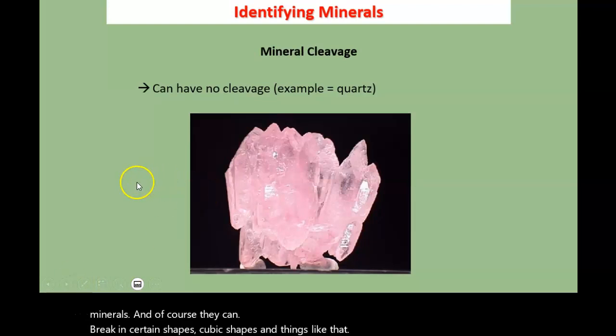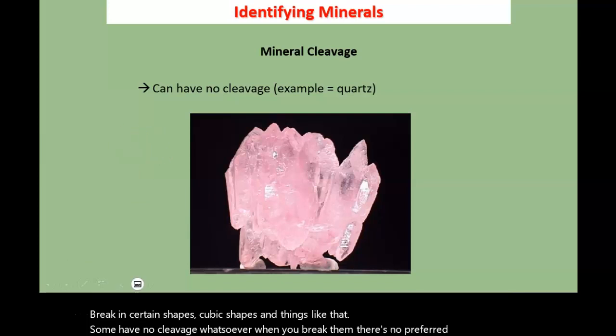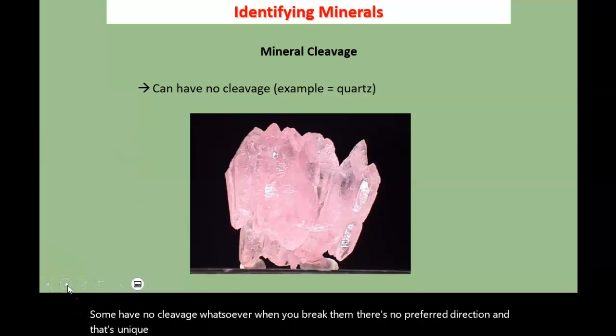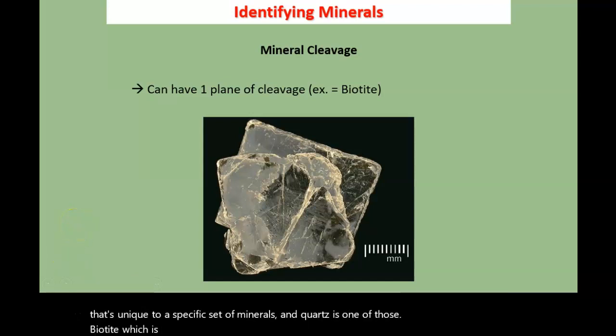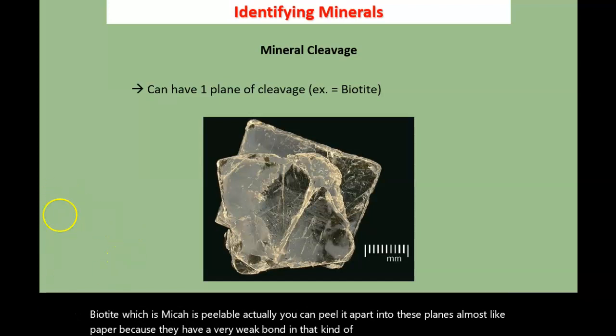Some have no cleavage whatsoever. When you break them, there's no preferred direction, and that's unique to a specific set of minerals, and quartz is one of those. Biotite, which is mica, is peelable, actually. You can peel it apart into these planes, almost like paper, because they have a very weak bond in that kind of connection between the sheets.